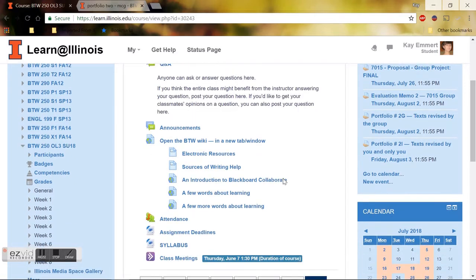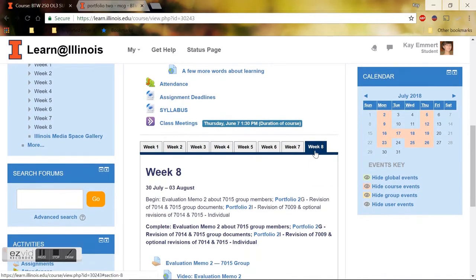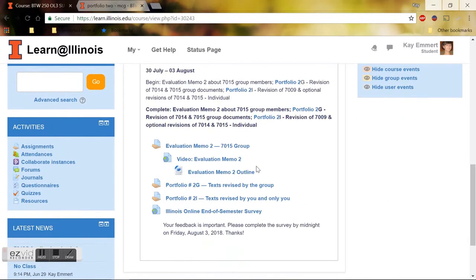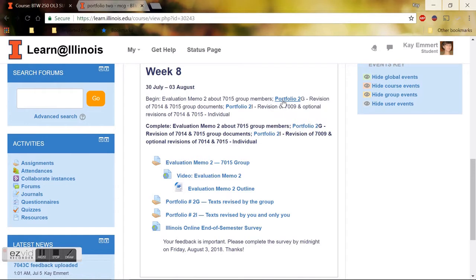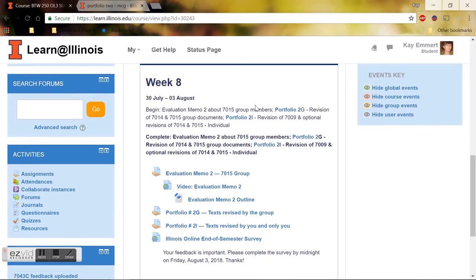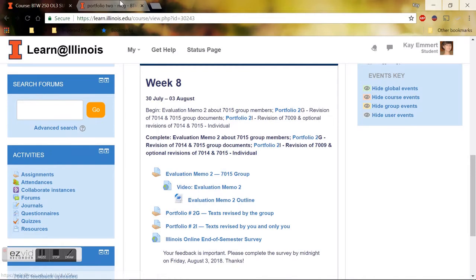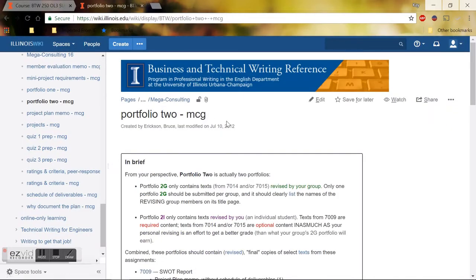So to learn more about this, I'm going to scroll down to week 8 and you can see the submission links there. You can also click either of these Portfolio 2 links in the overview of week 8 and that will take you into the appropriate wiki page. So it's the same page for both links.